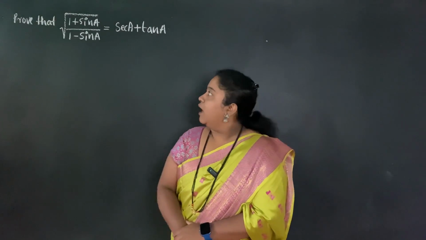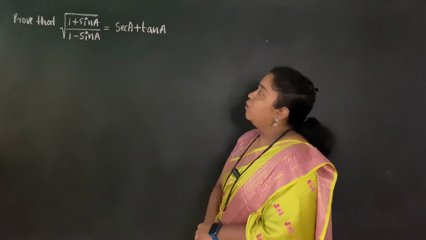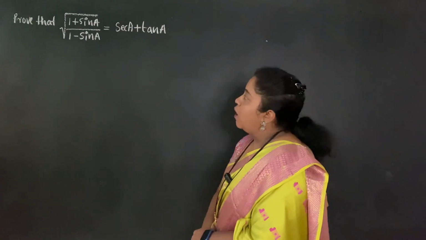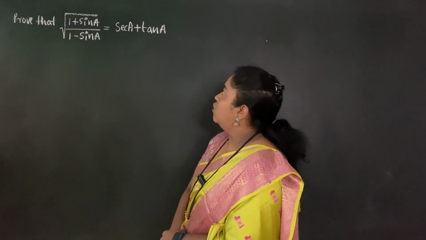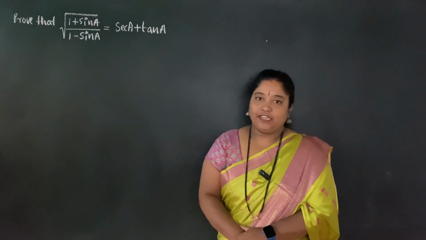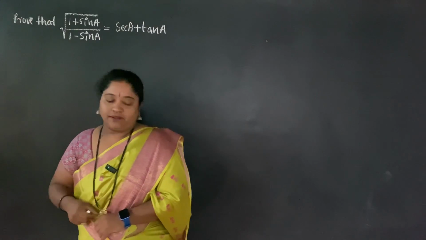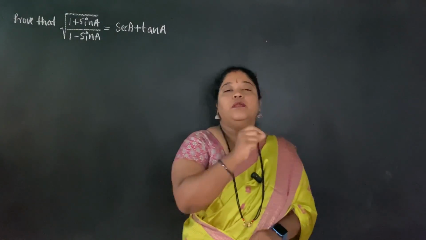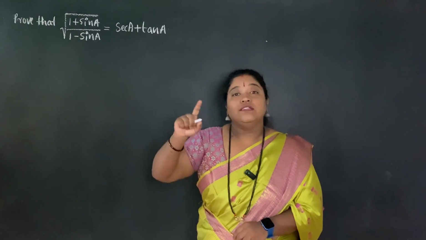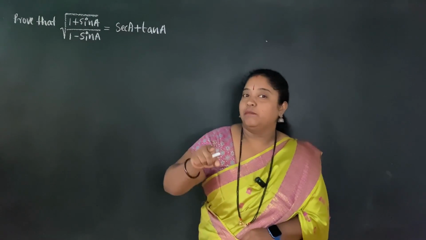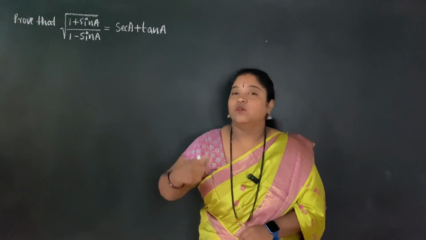Fine. Now we'll move to the next question. The question is, prove that root of (1 plus sin A) divided by (1 minus sin A) is equal to sec A plus tan A. When you people see the root, you will get scared of it. The thing is, you have to remove the root. When are you able to remove the root? When you have a square, you are able to remove the root. Yes or no? So that is why you need to have a square there.